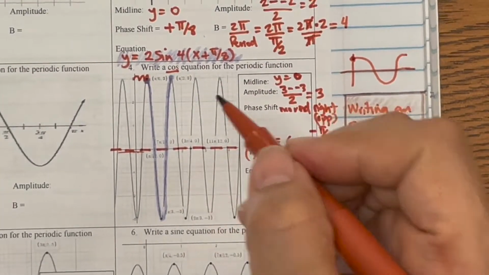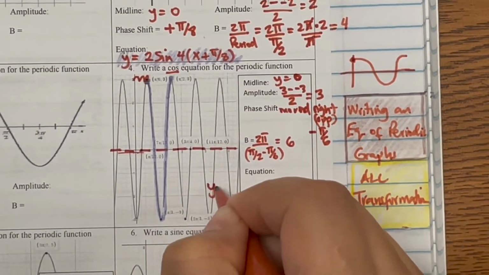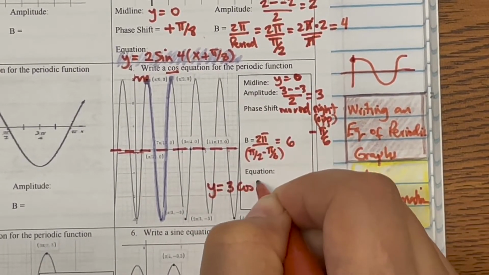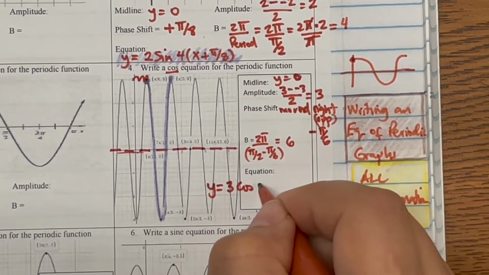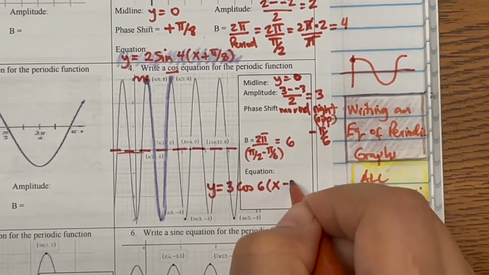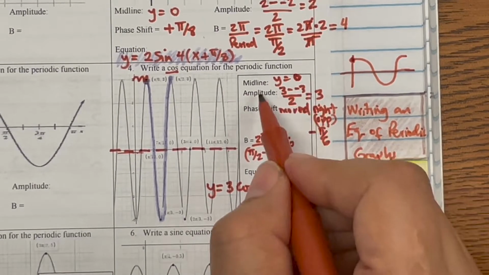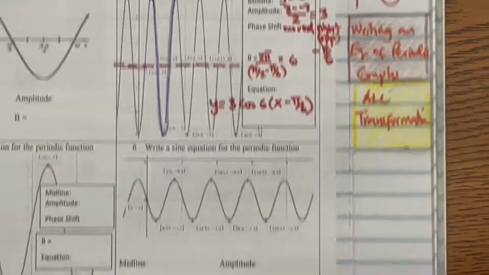All right, let's write the equation. Y equals the amplitude, which is 3, cosine, because this time we're writing cosine. What is B? 6. And then the phase shift minus pi over 6, sorry. And then my midline is plus 0.